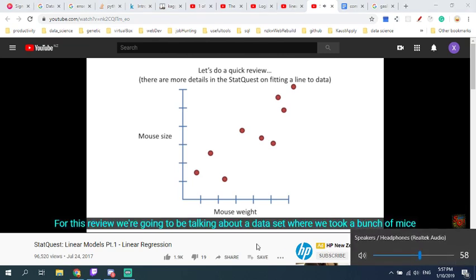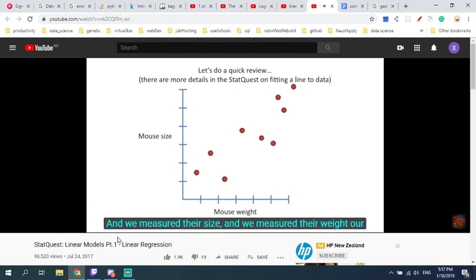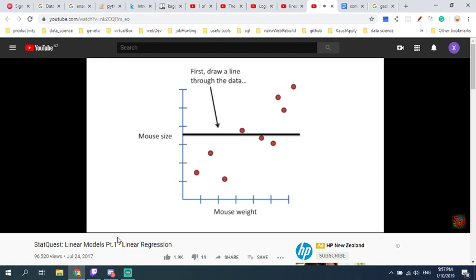For this review, we're going to be talking about a data set where we took a bunch of mice and we measured their size and we measured their weight. Our goal is to use mouse weight as a way to predict mouse size. First, draw a line through the data.